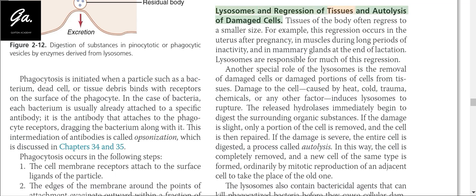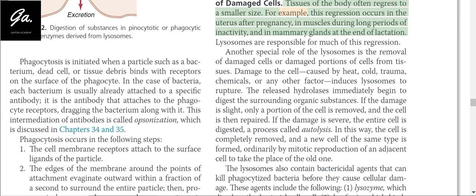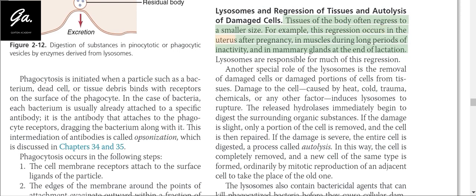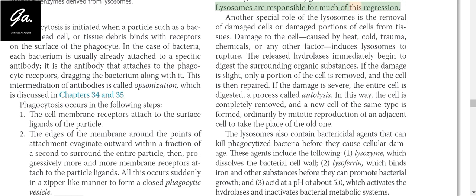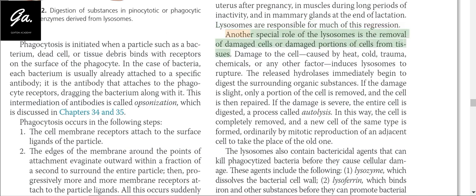Lysosomes and regression of tissues and autolysis of damaged cells. Tissues of the body often regress to a smaller size. For example, this regression occurs in the uterus after pregnancy, in muscles during long periods of inactivity, and in mammary glands at the end of lactation. Lysosomes are responsible for much of this regression. Another special role of the lysosomes is the removal of damaged cells or damaged portions of cells from tissues.